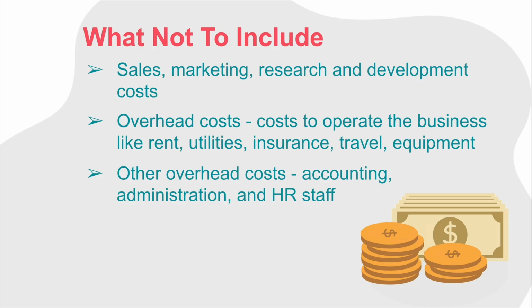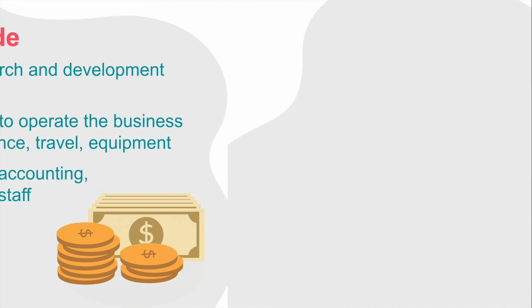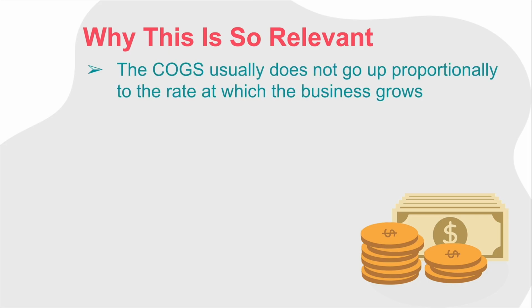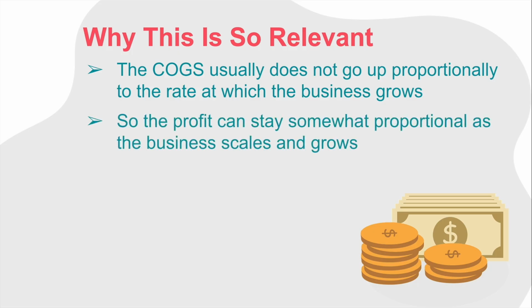Now that we've gotten all that out of the way and we have a sense of what goes into the COGS, let's look at why it's so important and relevant for us. You see, the COGS usually does not go up proportionally to the rate at which the business grows. That's very important, because it means the profit can stay somewhat proportional as the business scales and grows.